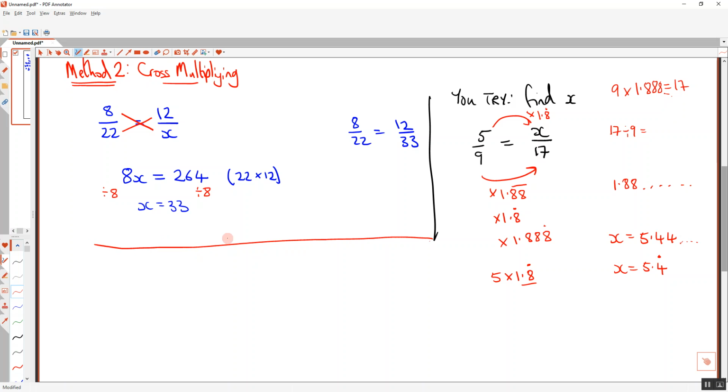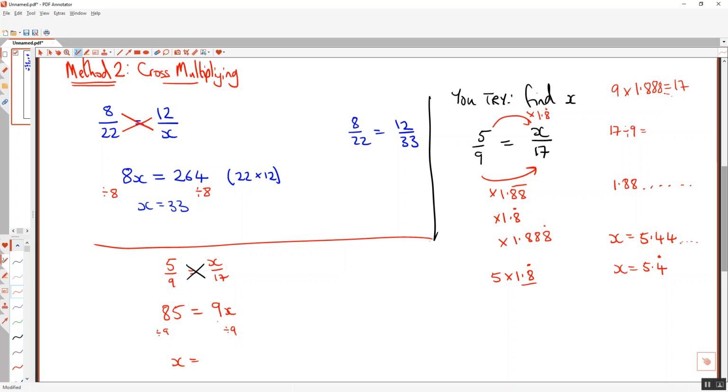Now, to do it the other way. All right, so set it up for me, Hannah. Times 5 times 17, and you get 85. And then 9 times x, which is 9x. And then you divide each side by 9. Then it would be x equals 9.4, and with the line on top.